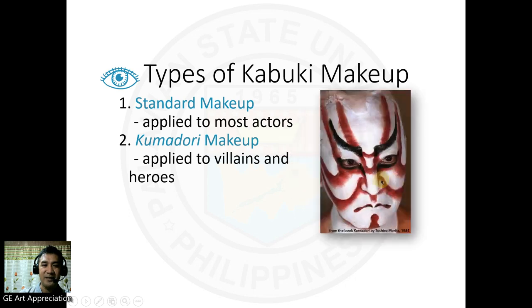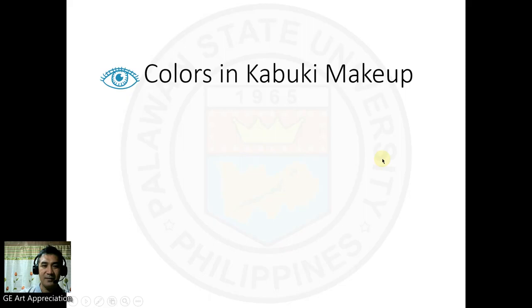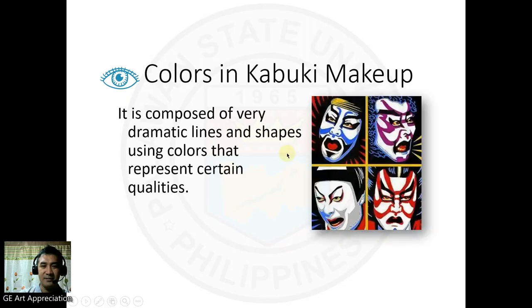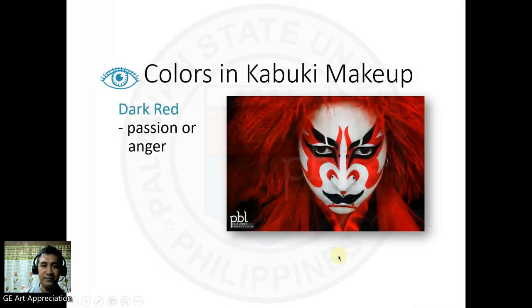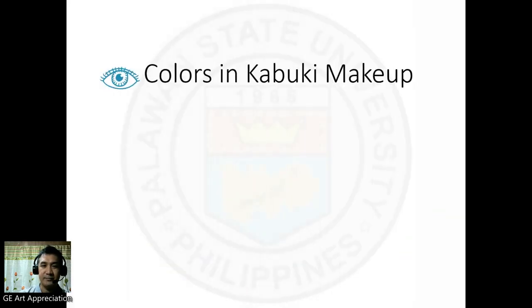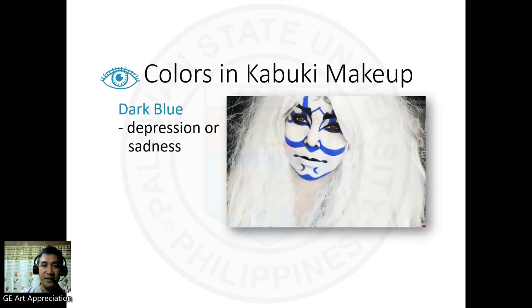Kumadori makeup is applied to villains and heroes. It is composed of very dramatic lines and shapes using colors that represent certain qualities. The dark red symbolizes passion or anger. Dark blue symbolizes depression or sadness.